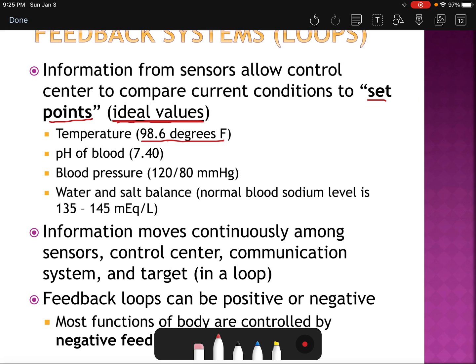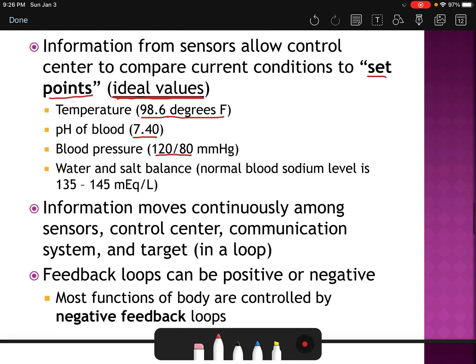The pH of your blood, the set point is around 7.4, so it's right around neutral, but a little bit basic. Your blood pressure, for adults anyway, is 120/80. That's the normal set point. Your normal blood sodium level is about 135 to 145 milliequivalents per liter. That's the units that they use for that.